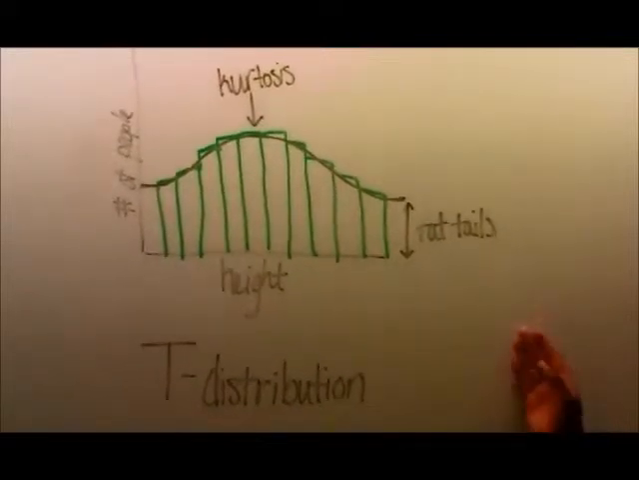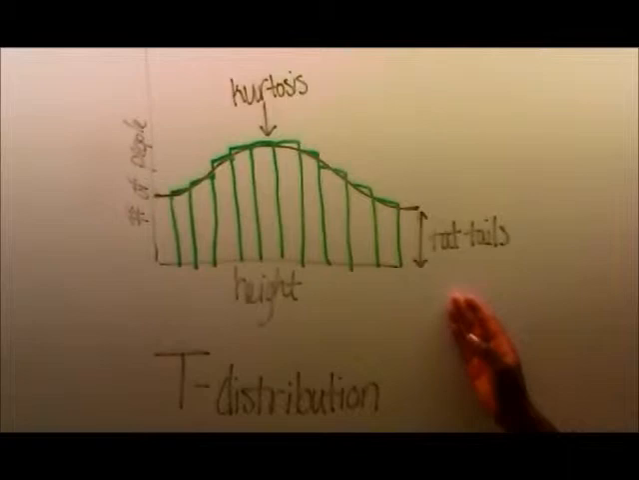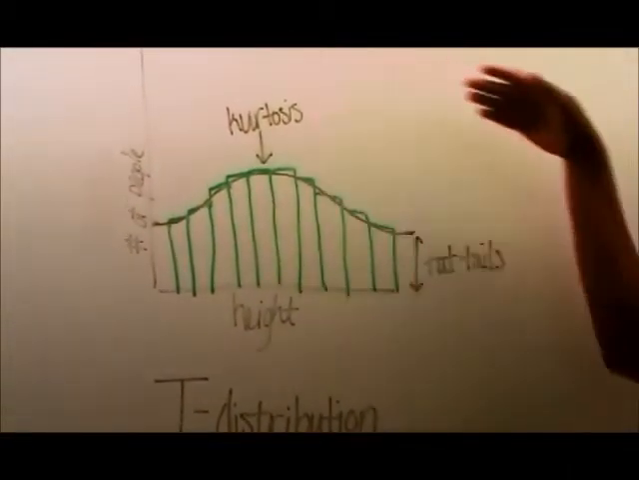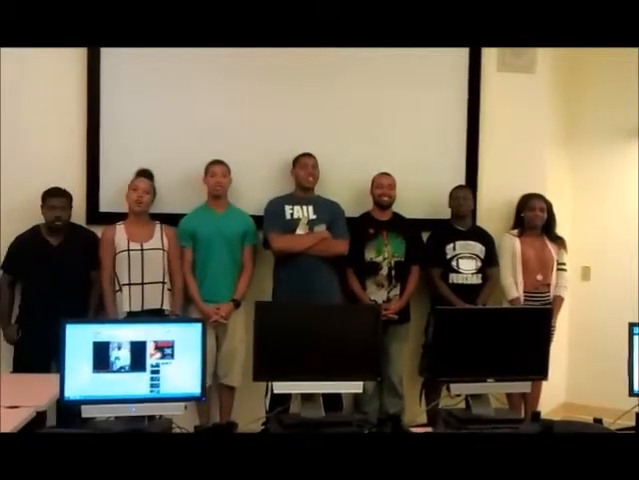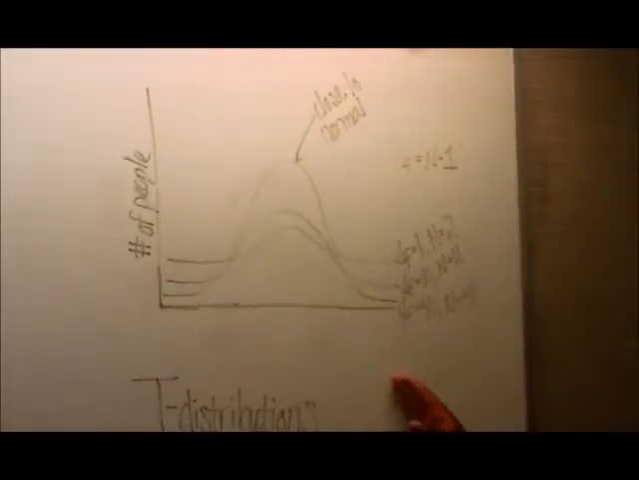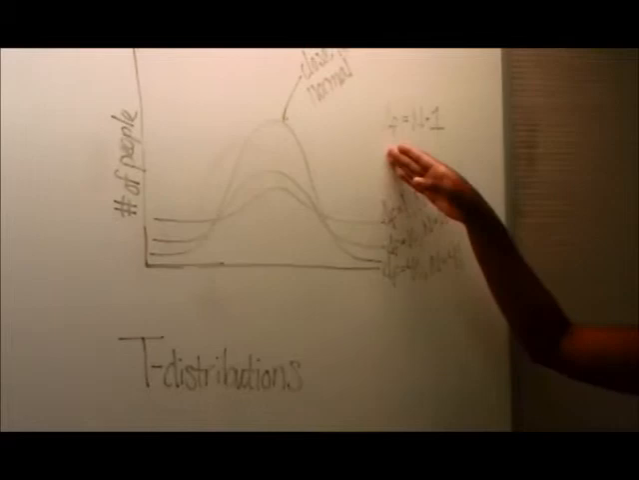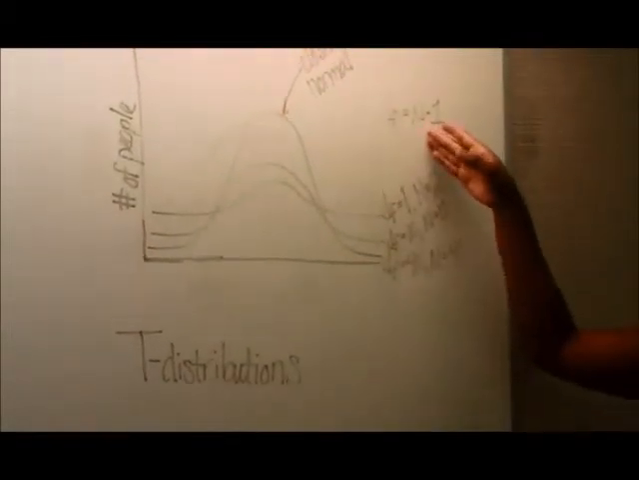In this case, you will produce a t-distribution. In this t-distribution, your kurtosis is lower and you have fatter tails. You can have t-distributions of different size based on the size of your sample. This measurement is called a degree of freedom, and it equals your sample size minus 1.